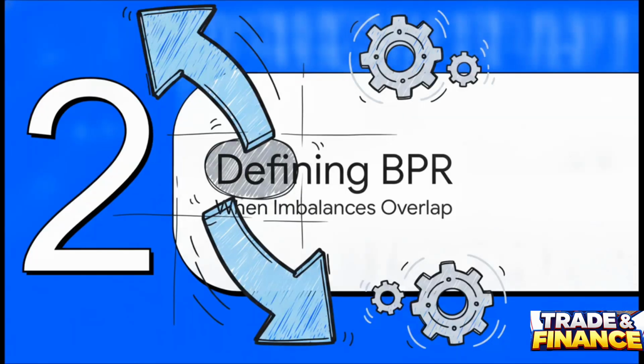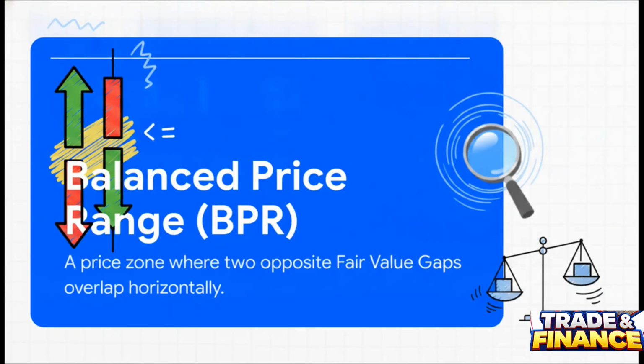Moving right along to Section 2, defining the balanced price range. Now, what's really interesting here is how we define a balanced price range. It is a specific price zone where two opposite fair value gaps overlap horizontally. Think about what that actually means in real time.